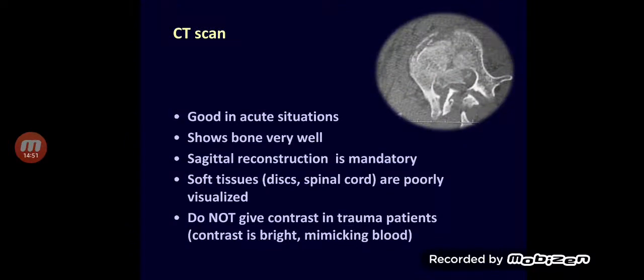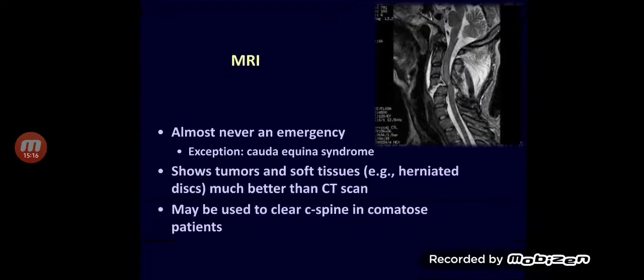X-ray alone is not that significant in revealing bony fractures, so we may use the CT scan. The CT is very good in acute situations. It shows the bone very well. Sagittal reconstruction is mandatory. However, the soft tissues, like the discs and spinal cord, are poorly visualized. Don't give any contrast in a traumatized patient. We may further evaluate the cord and the soft tissues by doing the MRI.